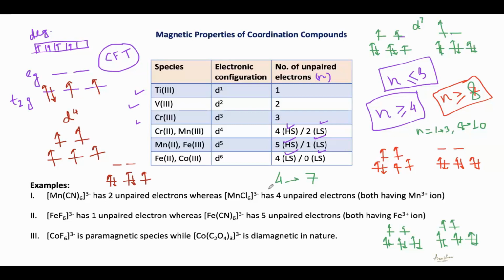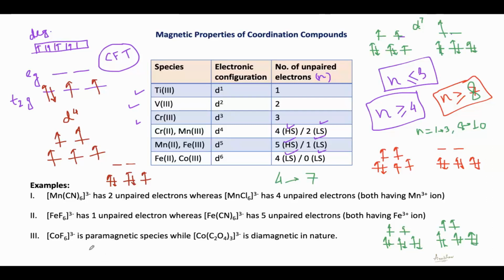Unlike [MnCl6]3-, which has Cl- as the ligand, a weak field ligand, so it is a high spin scenario with 4 unpaired electrons. When talking about [FeF6]3- and [Fe(CN)6]3-, both have Fe3+, but F- is a weak field ligand. So [Fe(CN)6]3- is a low spin complex having one unpaired electron.